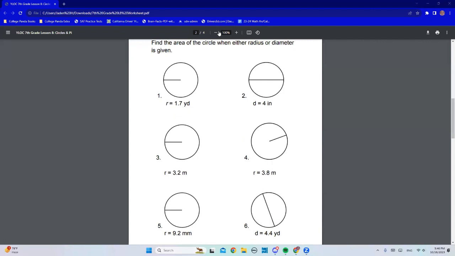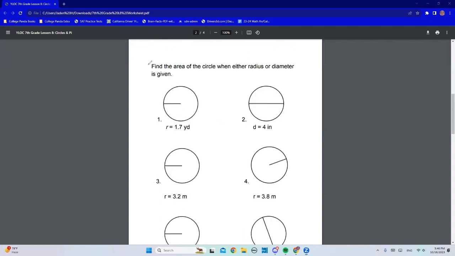So this set of problems involves finding the area of the circle when we're given either the radius or diameter. To find the area of the circle, if you have the radius, it would be pi times r squared. And when you're given the diameter, this one is a little bit more complicated: A equals 1/4 times pi d. So let's try out number 1.